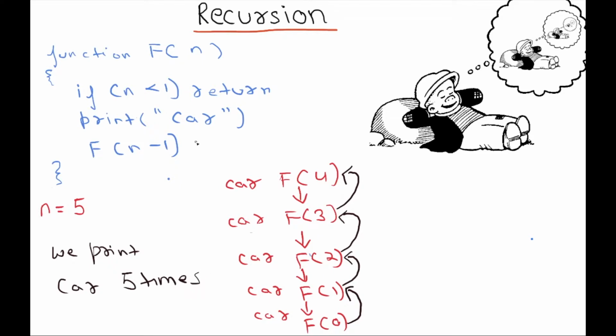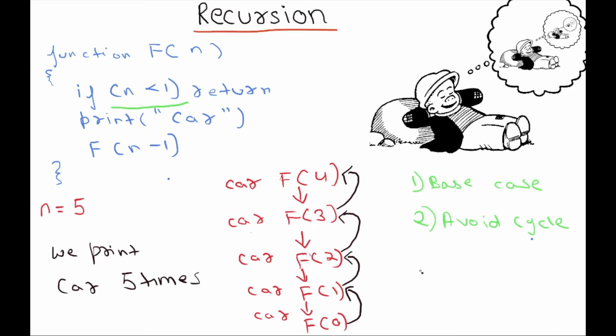Now we have two things to keep in mind whenever we write a recursive function. First is called base case, and second is called avoid cycle. First, see what is base case. It is the condition to terminate recursion. In this code, the base case is this. Here when f0 is called, since 0 is less than 1, it terminates the f0 call and returns.